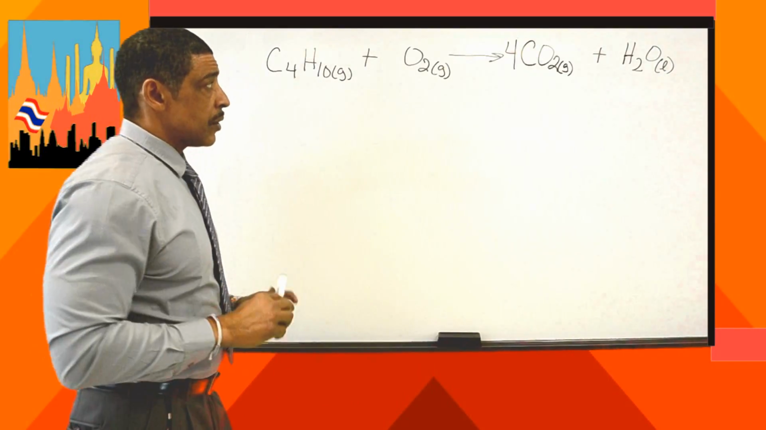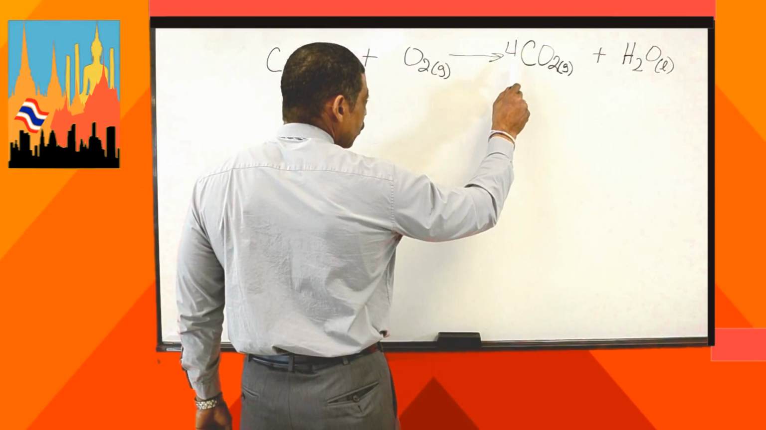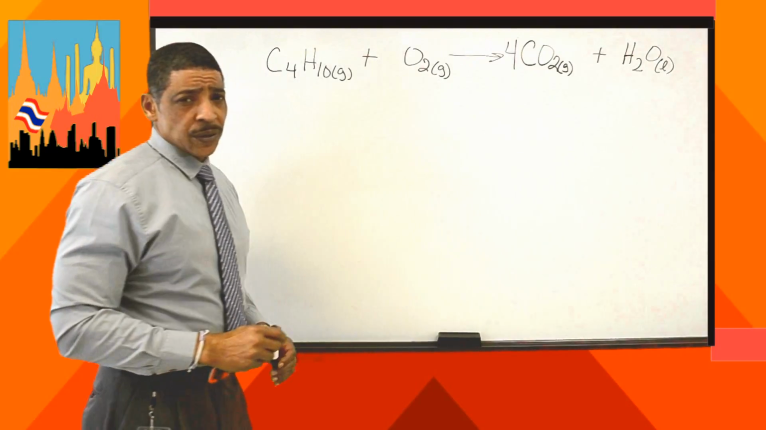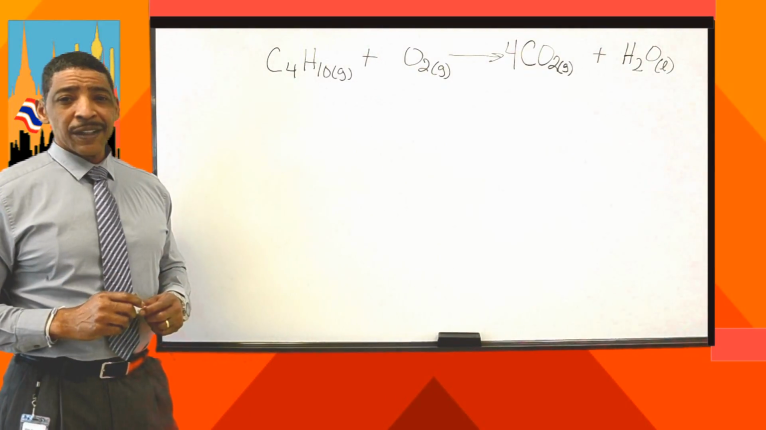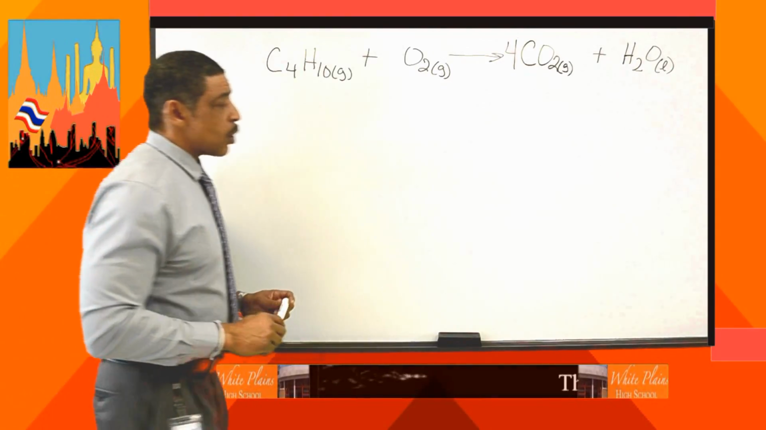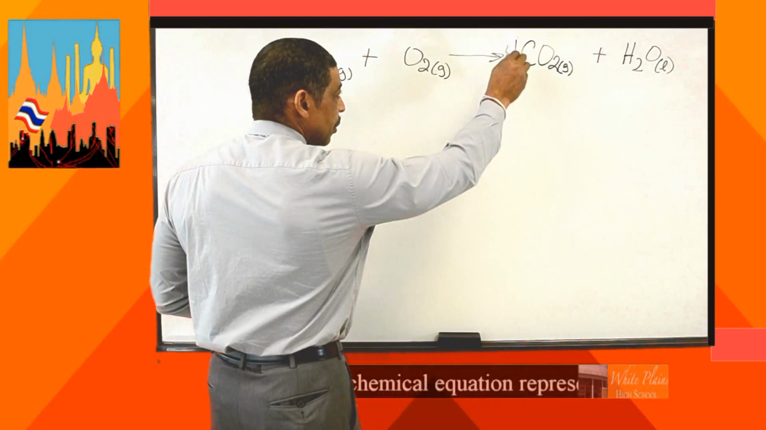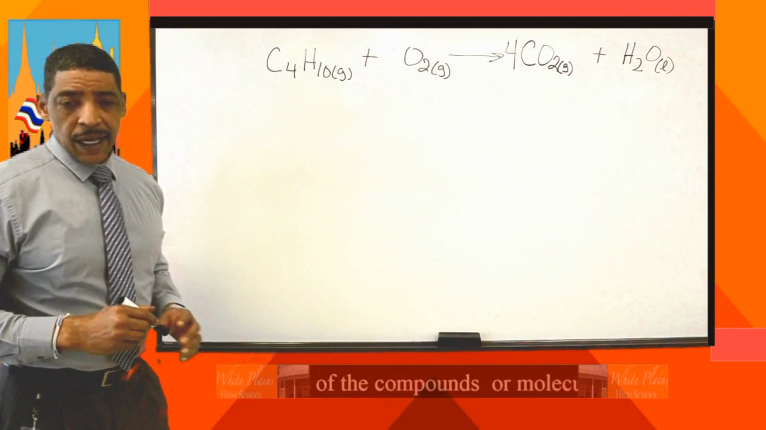Now notice that the coefficient 4 applies to the carbon, but it also applies to the oxygen in the molecules. It is very important to remember that. Students forget this so many times. Listen, if a coefficient is placed in front of a compound or a molecule, the number applies to all elements in that compound or molecule.